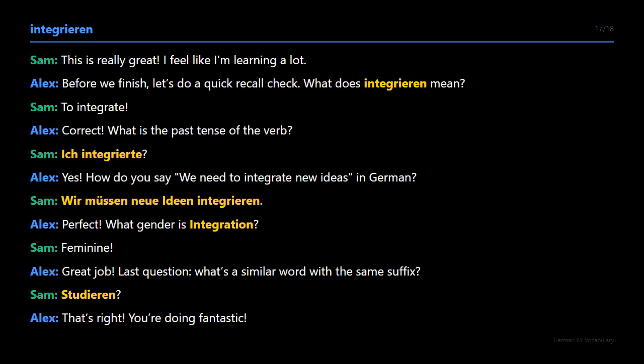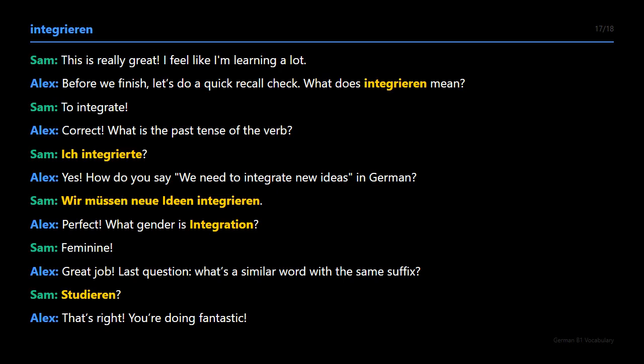Before we finish, let's do a quick recall check. What does Integrieren mean? To integrate. Correct. What is the past tense of the verb? Ich integrierte. Yes. How do you say we need to integrate new ideas in German? Wir müssen neue Ideen integrieren.